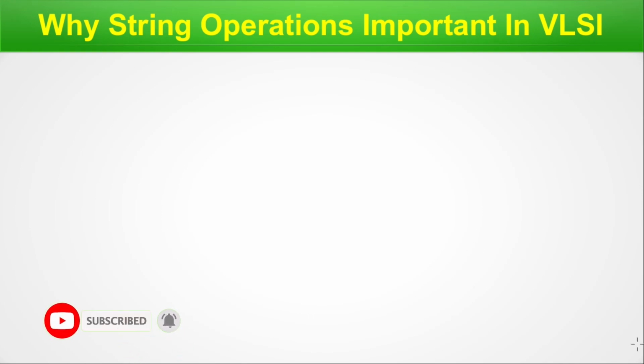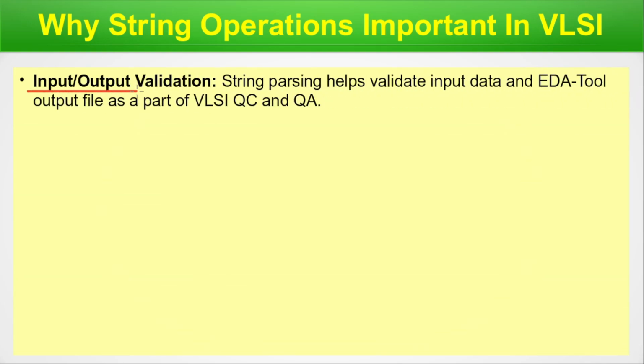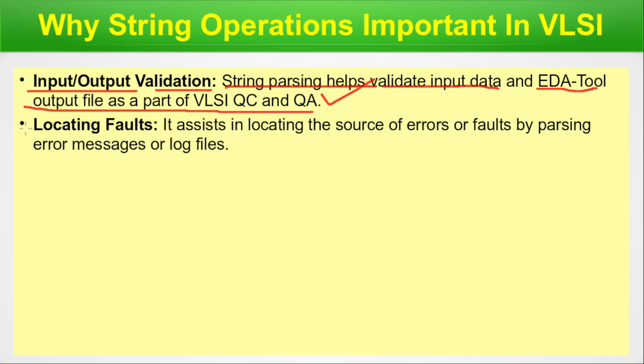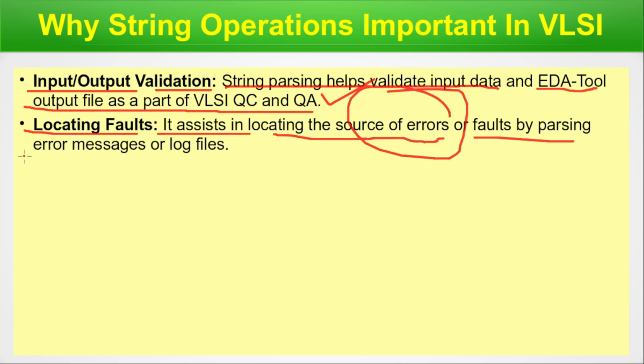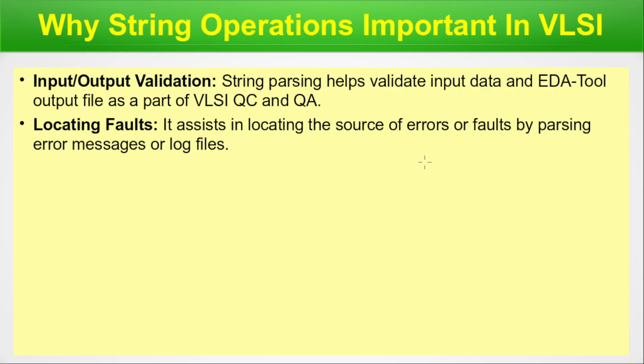This is the most important slide before we dive into the strings in VLSI. Why string operations is important in VLSI? First, input-output validation. String parsing helps validate input data and EDA tool output file as a part of the VLSI QC/QA. Next, locating faults. It assists in locating the source of errors or faults by parsing error messages from log files. So the first point is about the QC and QA, that is quality check and quality analysis.